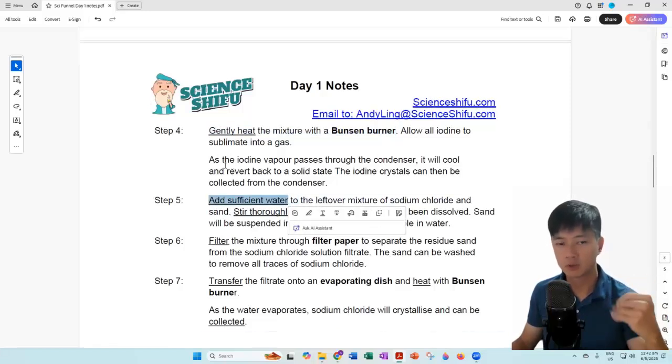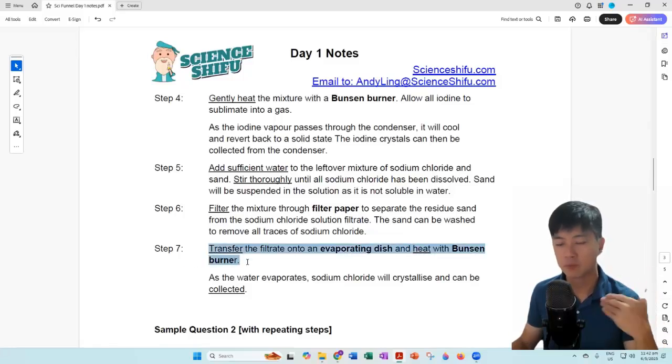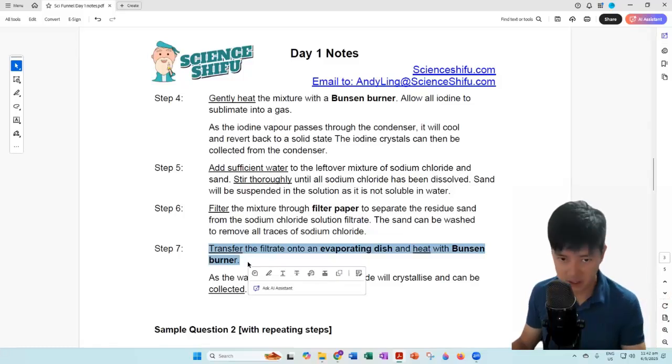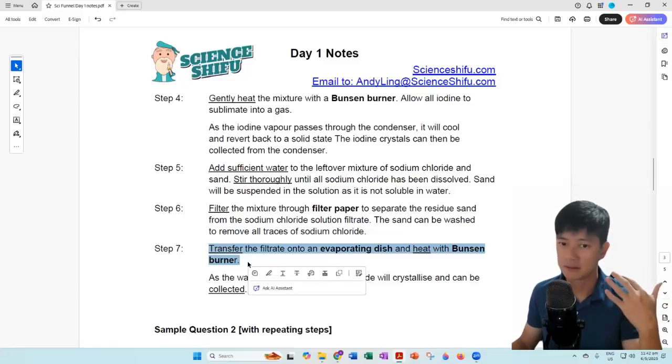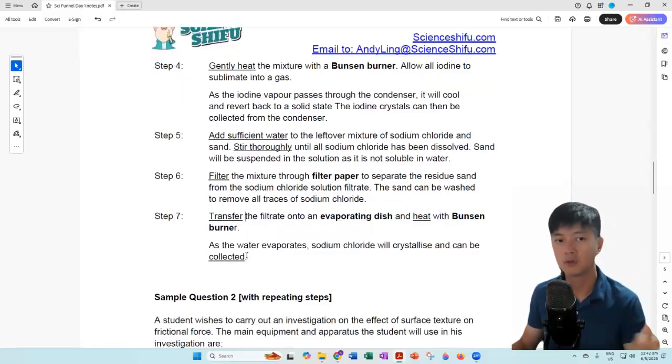What do you notice about the subsequent steps? Do you notice that in every single step you always have action word, apparatus, action word, apparatus? We try to describe it in as much detail as possible so that anybody who reads it can visualize what is going on in their head, so they can paint the accurate picture. That is the hallmark of a very good experimental procedure.